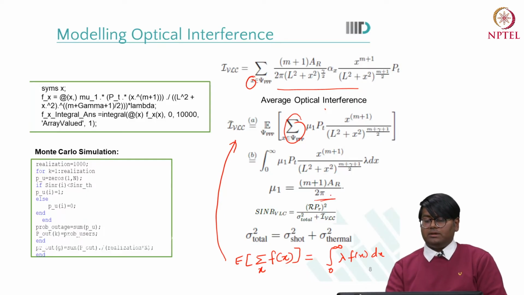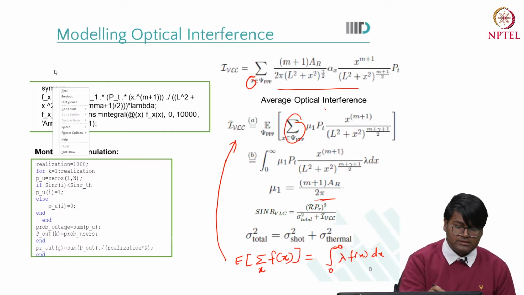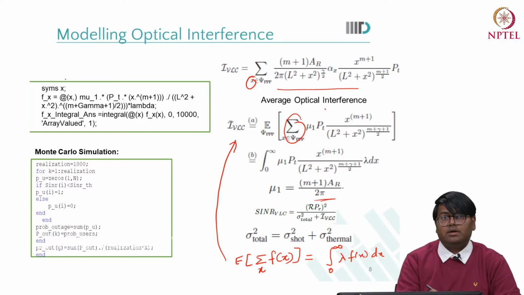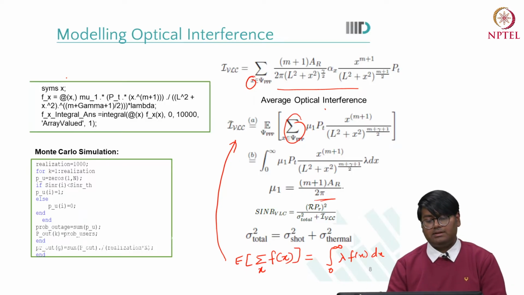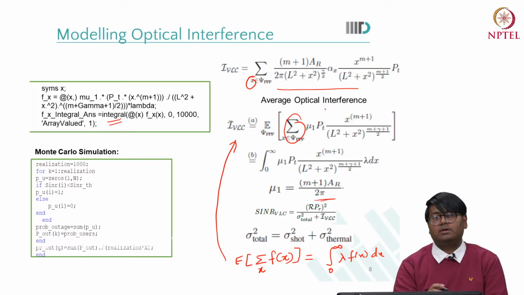Now, the basic purpose here is how to implement these equations in MATLAB. You can implement these equations in MATLAB using the syms function, the symbolic function, which lists the names of all the symbolic scalar variables, functions, matrix variables, matrix functions, and arrays in the MATLAB workspace. Here x is my symbolic variable. Now, we can find the average optical received power using the integral function in MATLAB, and this is how we find the average optical interference in MATLAB.